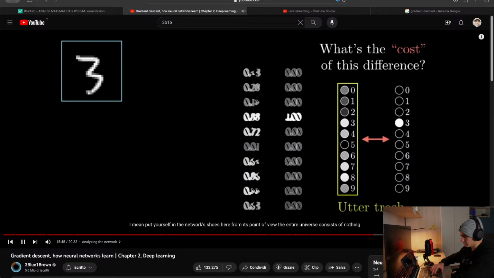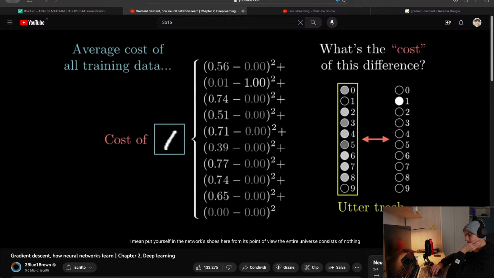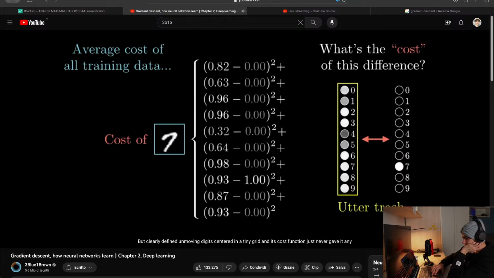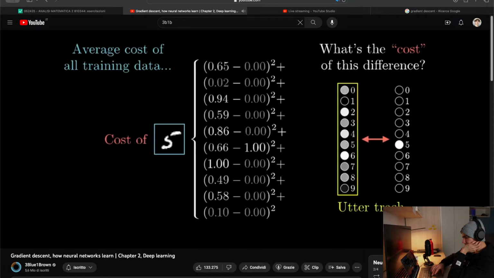Training setup. I mean, put yourself in the network's shoes here. From its point of view, the entire universe consists of nothing but clearly defined, unmoving digits centered in a tiny grid. And its cost function just never gave it any incentive to be anything but utterly confident in its decisions.